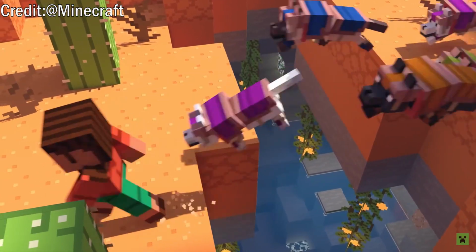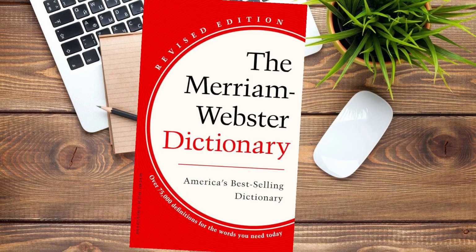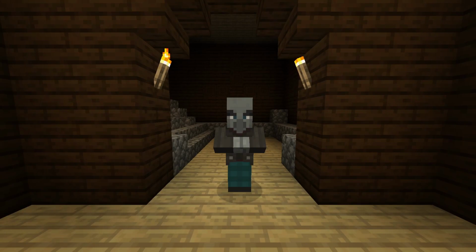I just love the way Minecraft names its mobs. Like whenever they're making a new mob, they just get out their dictionary and pick out a random word that sorta kinda relates to the mob's design. Sometimes. Why is a Vindicator named that?